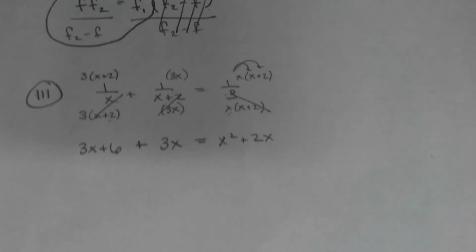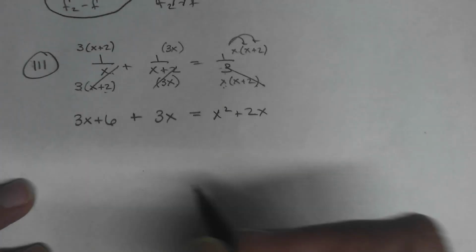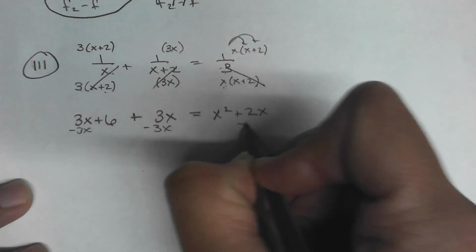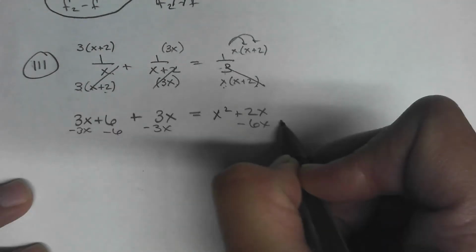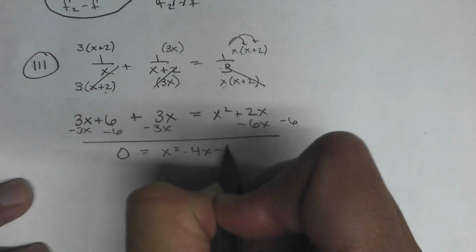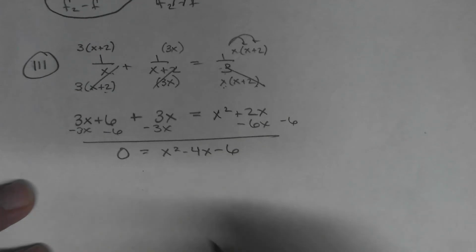And it's become a quadratic. So I get it equal to 0. I'm going to subtract this 3x over, subtract this 3x over. That's a total of 6x. Subtract the 6 over. Aiden, was that a question? Okay. And then factor from here.